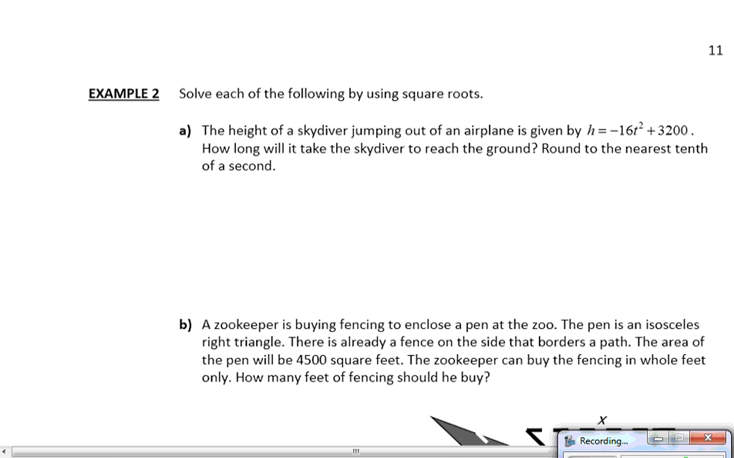So example 2, we've got a few word problems, and we're going to solve them using square roots. So we got that the height of a skydiver jumping out of an airplane is given by, and so we have a formula where h is going to represent the height, is equal to negative 16, t is going to represent a time, plus 3200. So h is going to be equal to the height.